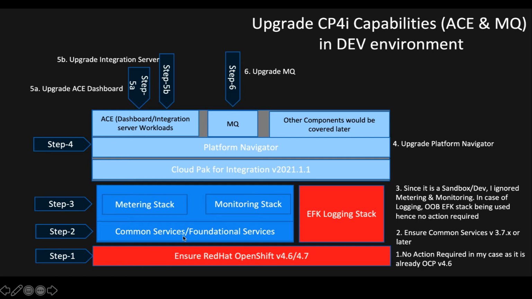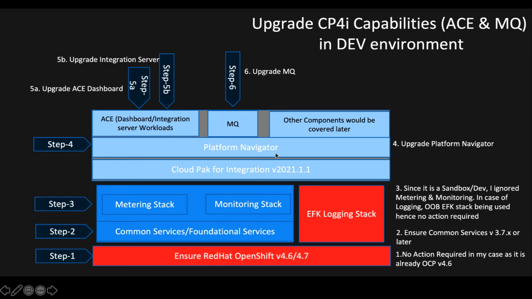Then the second step is upgrading the common services. Then step 3, as of now I don't want to put in any specific action because it is a sandbox and dev, so I just wanted to ignore it at this point of time. But there is documentation available. You can refer to that and do the upgradation of the metering stack and monitoring stack. And EFK, no action required because it is an out-of-the-box component from Red Hat OpenShift.